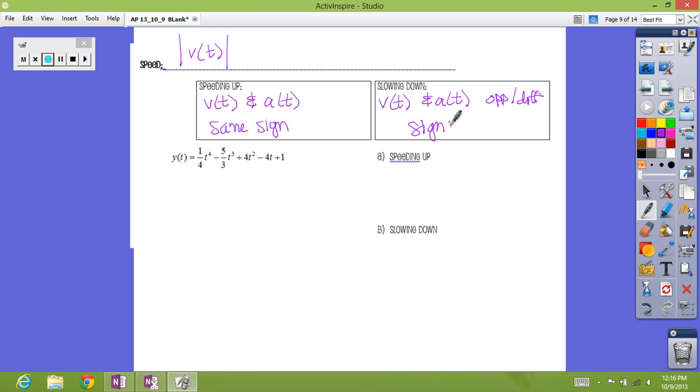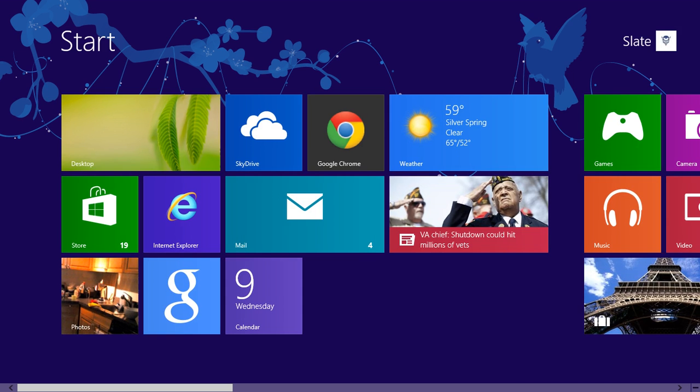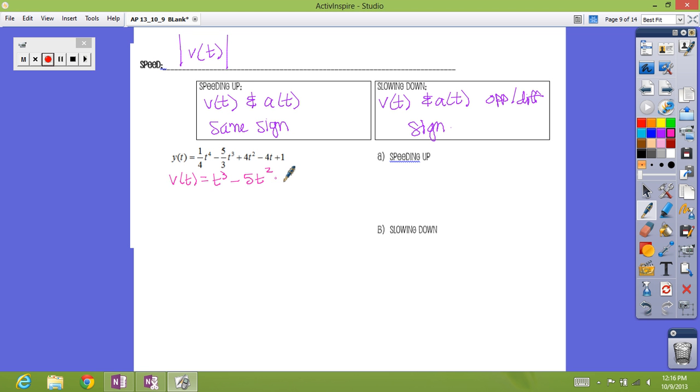Now, in class, I did a really quick demonstration of why this is true. Because I'm redoing the video, I'm not going to go through the demonstration. So, this is the problem from the other day. I'm just going to rewrite the derivative. And then I'm going to actually write out the acceleration as a result.